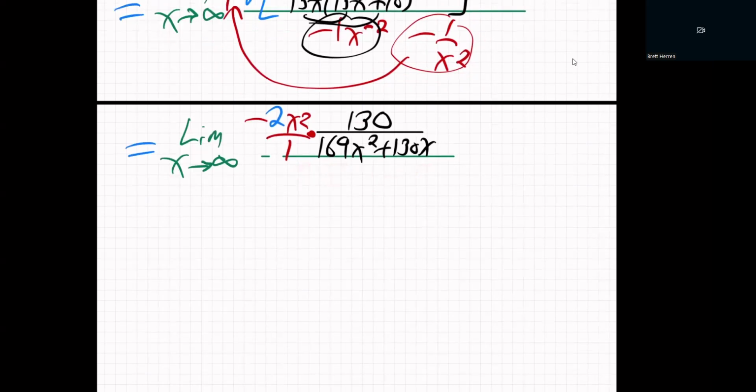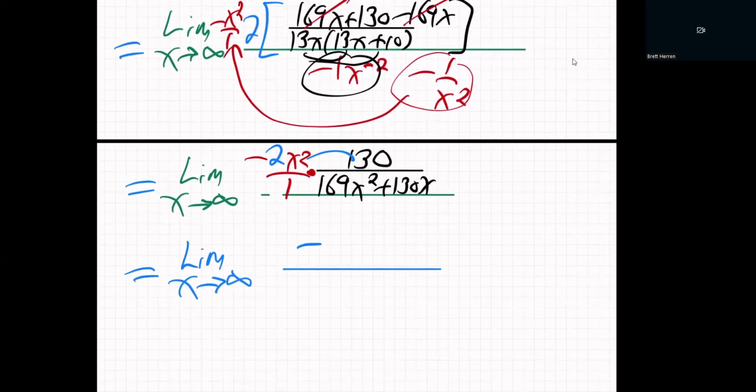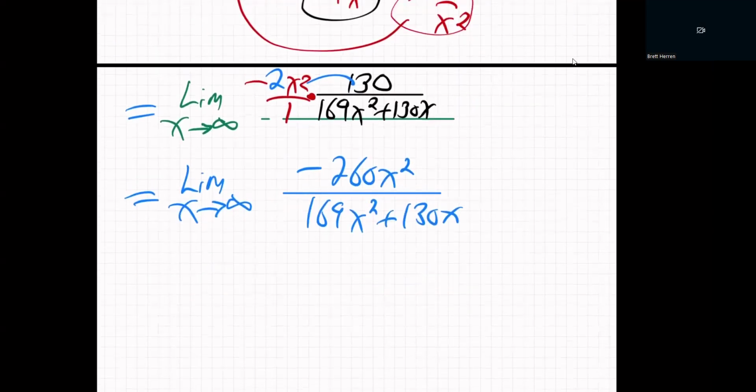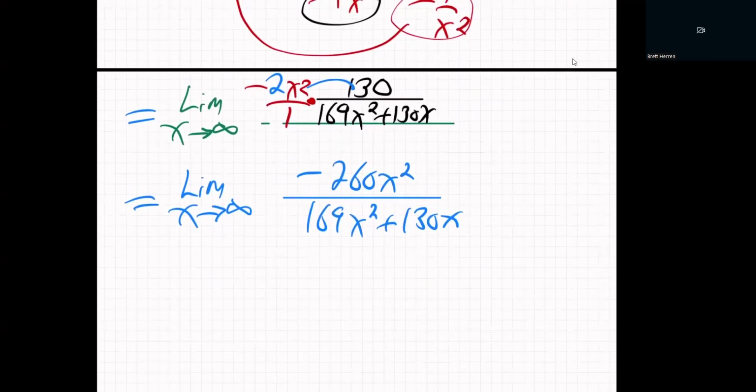So now we are so close. Something wonderful is going to happen. Has this been a wonderful problem? Okay, these guys are going to multiply. So what do we got? We have got minus 260x squared over 169x squared plus 130x. Okay, great. Now we're ready.